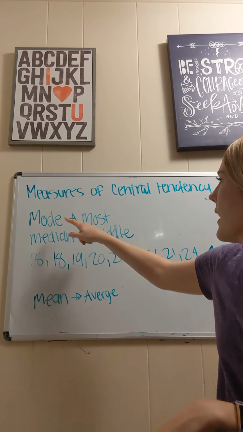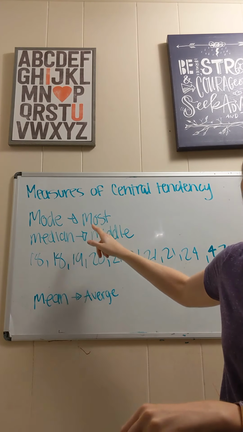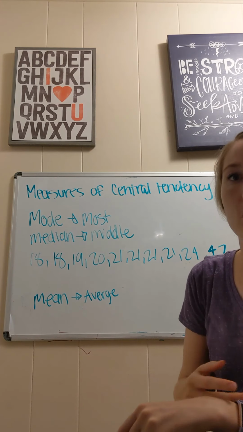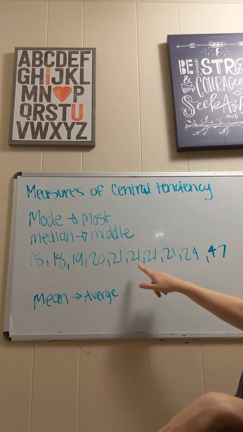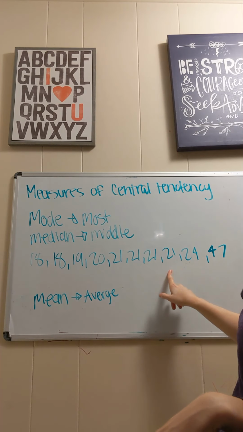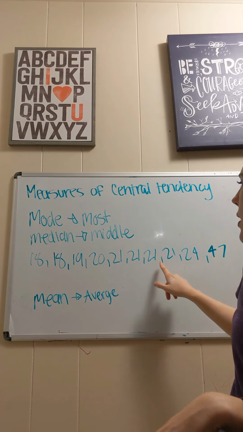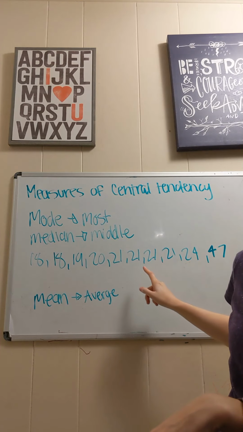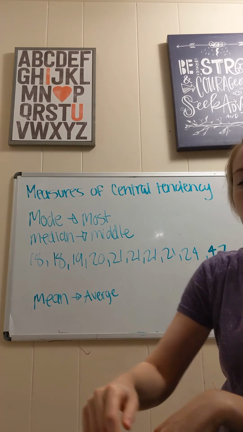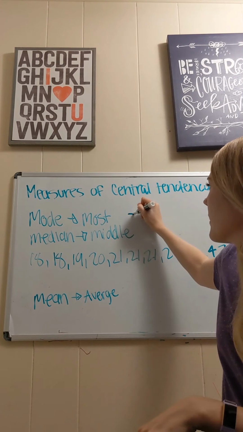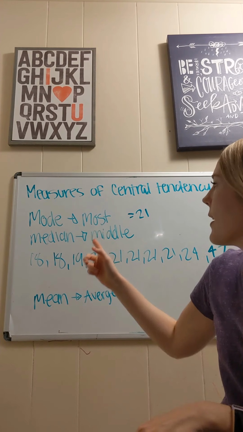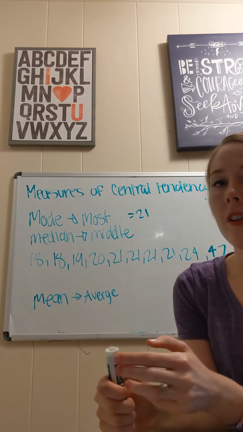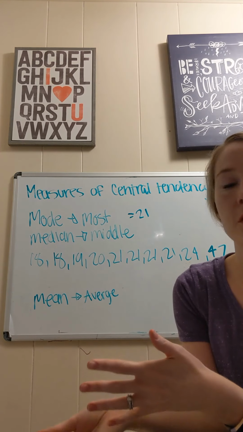So for looking at the mode, we're looking at the most. So what attribute occurs the most, or what age is the most common? So if you look here, 21 appears 4 times. So this is the most that the number appears. So it's the mode. The mode would be 21 for this case, okay? And this level of measurement is good for nominal, ordinal, interval, and ratio. So all of the levels of measurement.